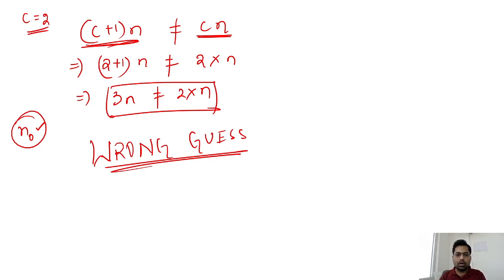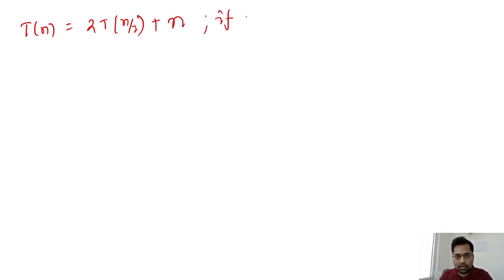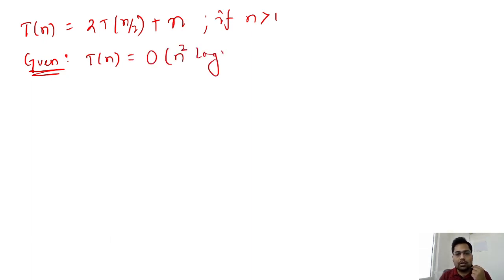Here we said it is wrong, so let us check another value. As per this question, T of n is 2 T of n by 2 plus n, where n is greater than 1. Now I am going for the next guess. Suppose I guess T of n could be order of n square log n. Then how to do proper guessing, that is our target.